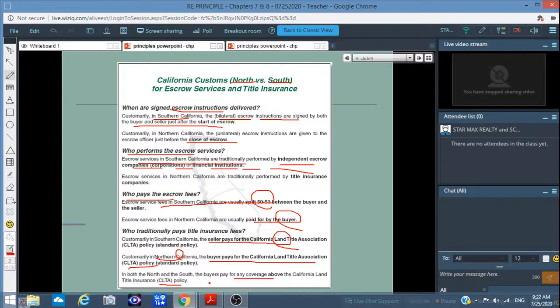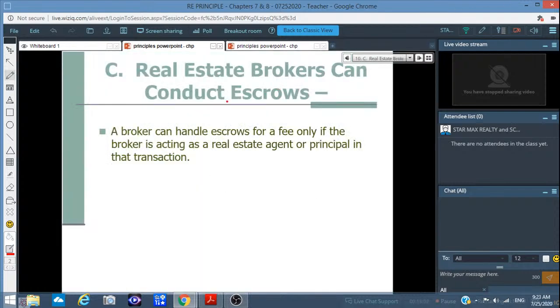多出来的比较好的保险的话，不管北加州南加州，就是由买主去多出这个钱，多买这个保险。Alright, real estate broker can conduct escrows. I did it a couple of times, and it's an all cash deal, and it's a nightmare. Very time consuming.